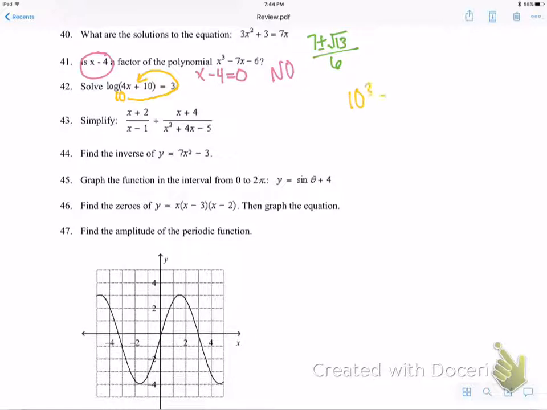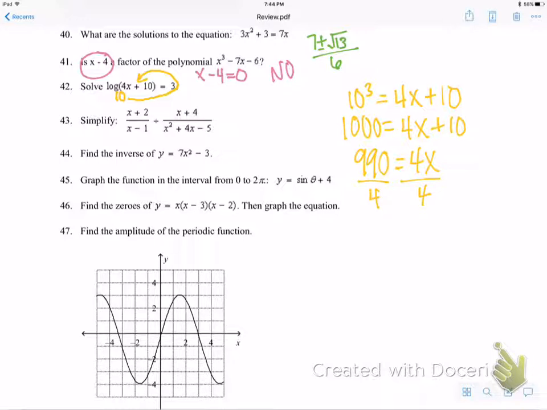So 10 cubed equals 4x plus 10. 10 cubed, as we know, is 1,000. So 1,000 equals 4x plus 10. Subtract 10 from both sides, and I get 990. Divide both sides by 4. It's not going to go in evenly, so you can simplify it as a fraction or as a decimal.